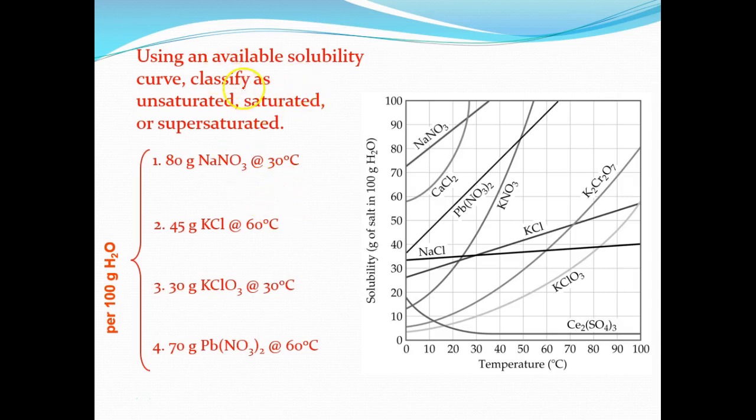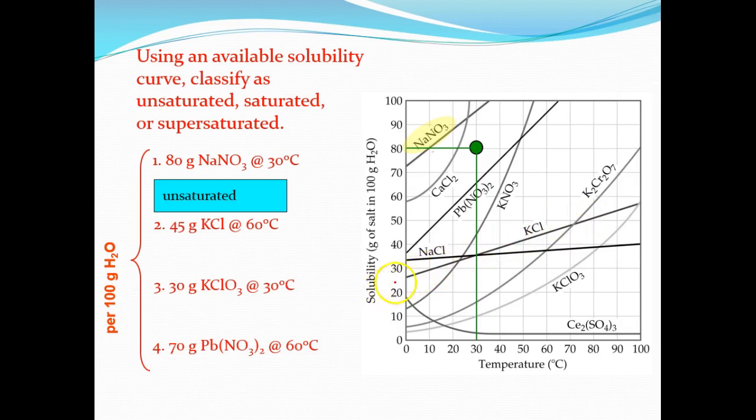Using an available solubility curve, classify these as saturated, supersaturated, or unsaturated. Well, if I'm looking at 80 grams of NaNO3 at 30 degrees Celsius, I go and find that line. And NaNO3 is this here, right here. Okay, so I go find my point on my graph, and it is falling below the line, so it is unsaturated.